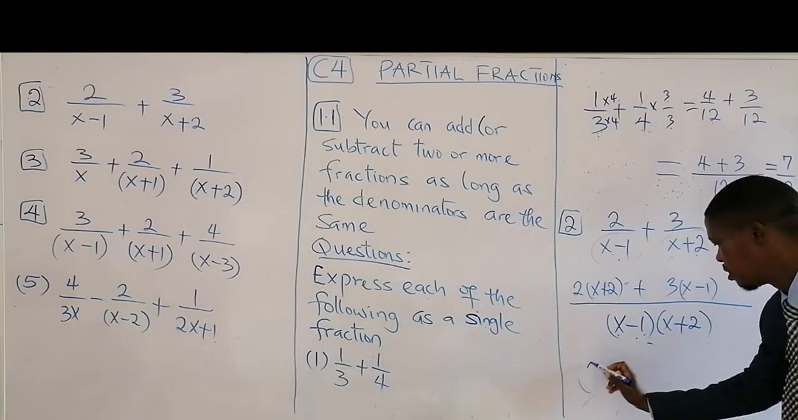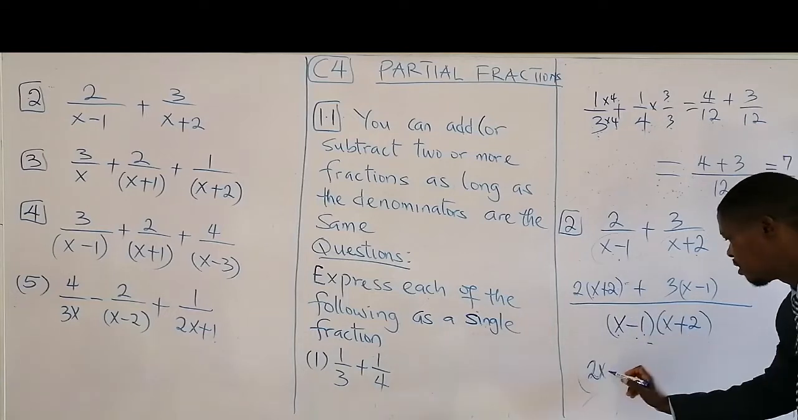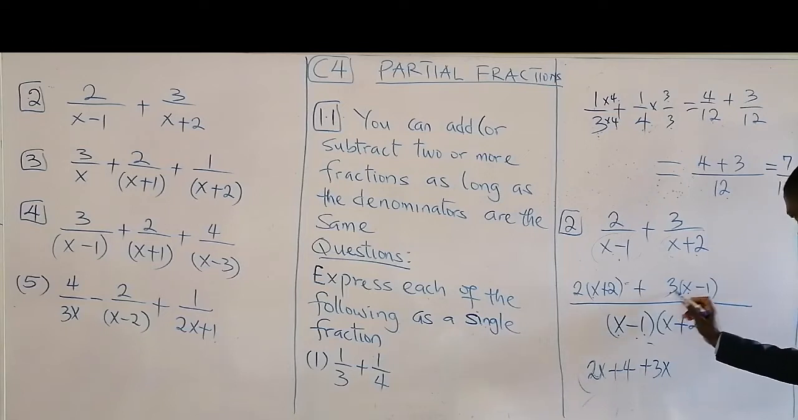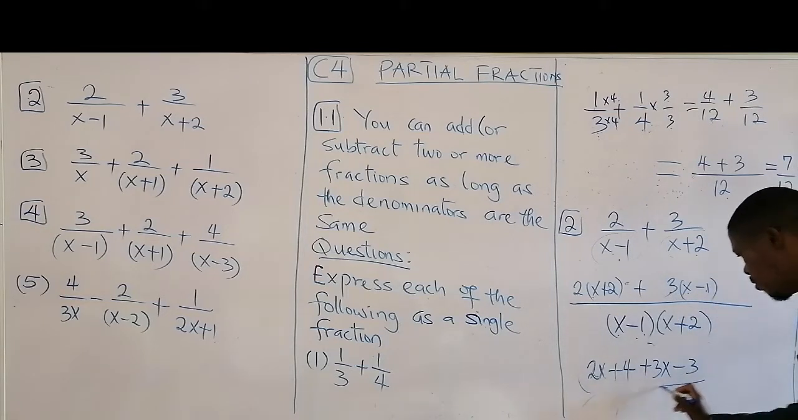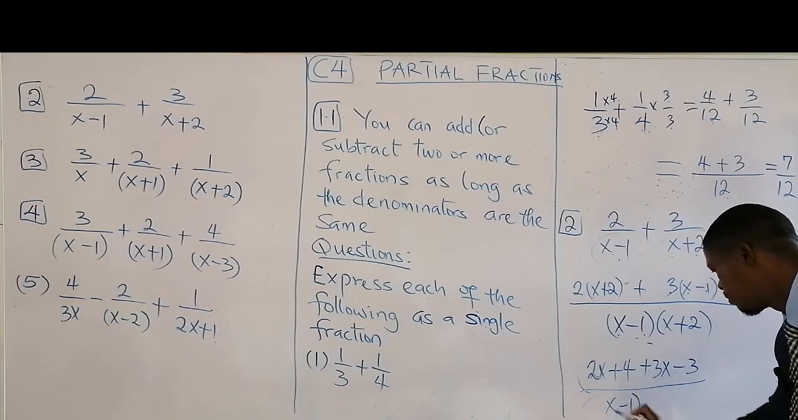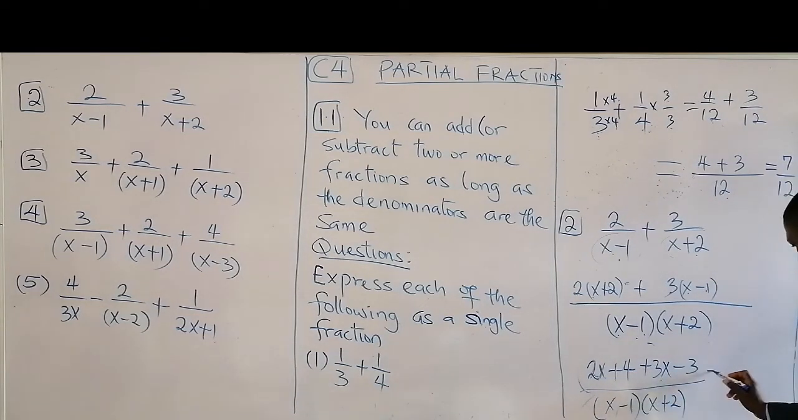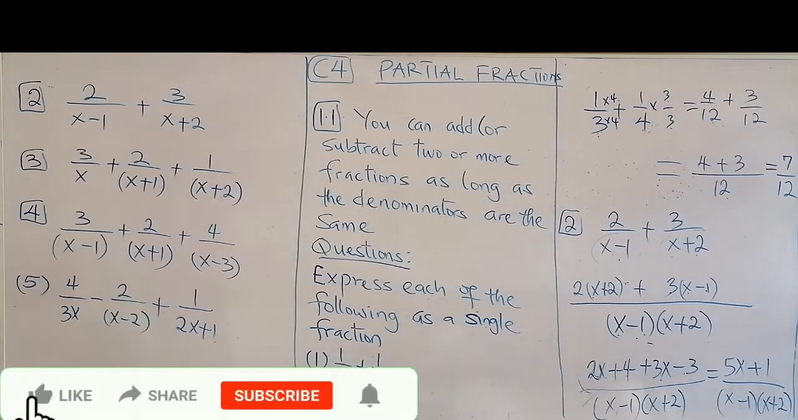This one times this one, that's 2x. 2 times this, that's a plus 4. This one times this one, that's a plus 3x. 3 times minus 1, minus 3, all over x minus 1 and x plus 2. So 2x plus 3x, that's 5x. 4 minus 3, that's a plus 1, all over x minus 1, x plus 2. And that finishes that question. We have turned it into a single fraction. So we'll go to question 3.